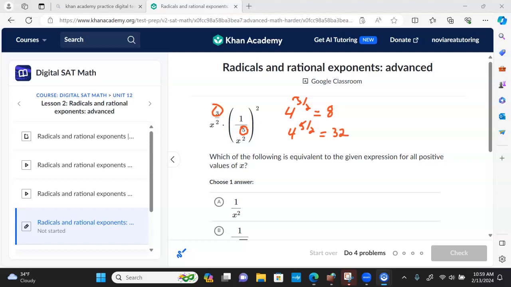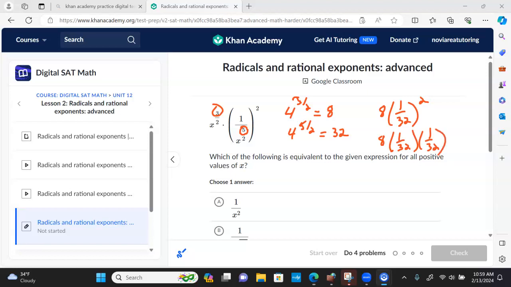So what I'm going to do is rewrite this expression as 8 times 1 over 32, squared. I just plugged in 8 for the x to the 3 halves and 32 for the 4 to the 5 halves power. So that's going to come out to be 8, and I'm just going to multiply out the 1 over 32 because it's squared.